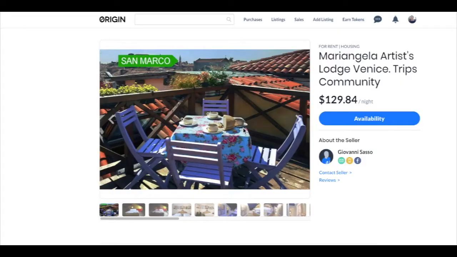Hi everyone, my name is Luca, I'm the founder of TripsCommunity, and today I'm going to book an apartment in Venice, Italy on the Origin Protocol dApp on a browser, on a computer, on a laptop.